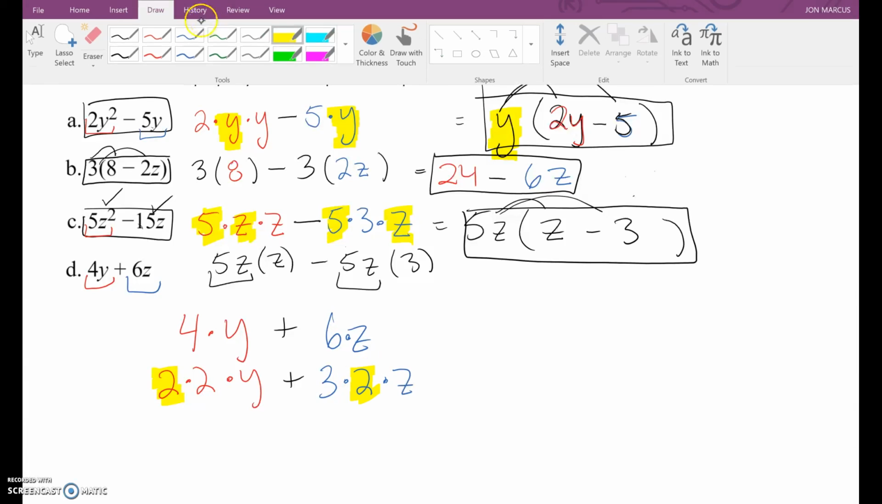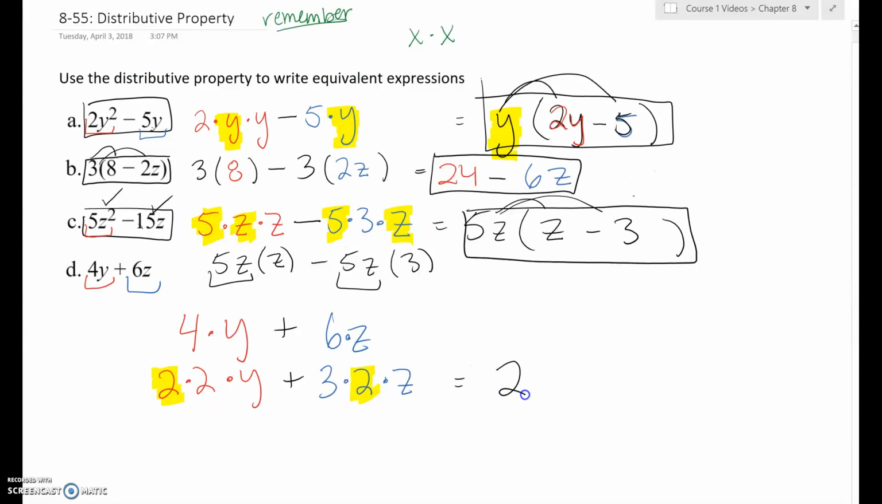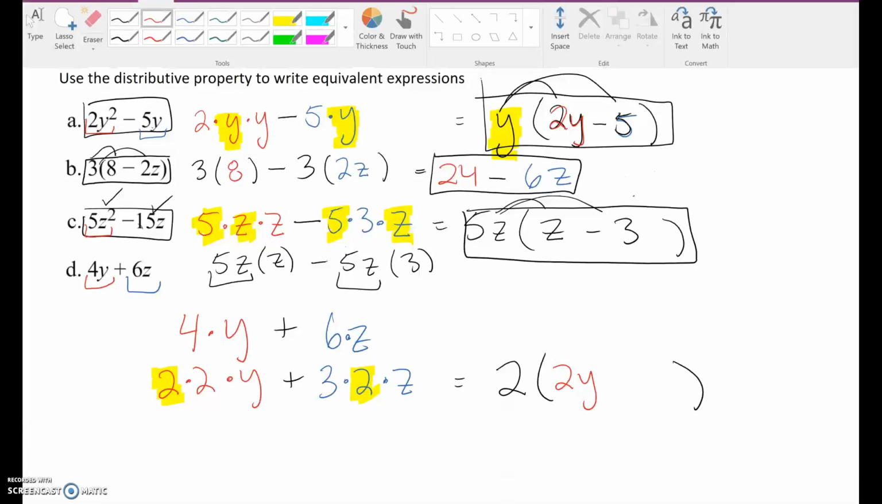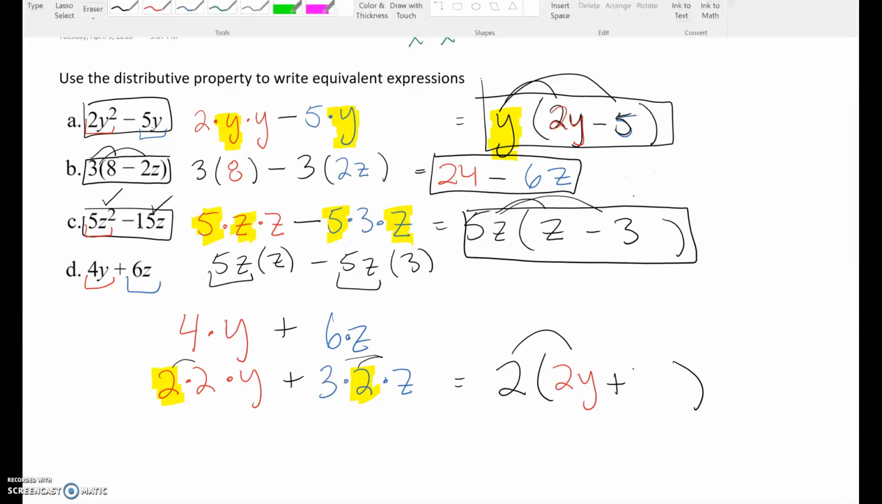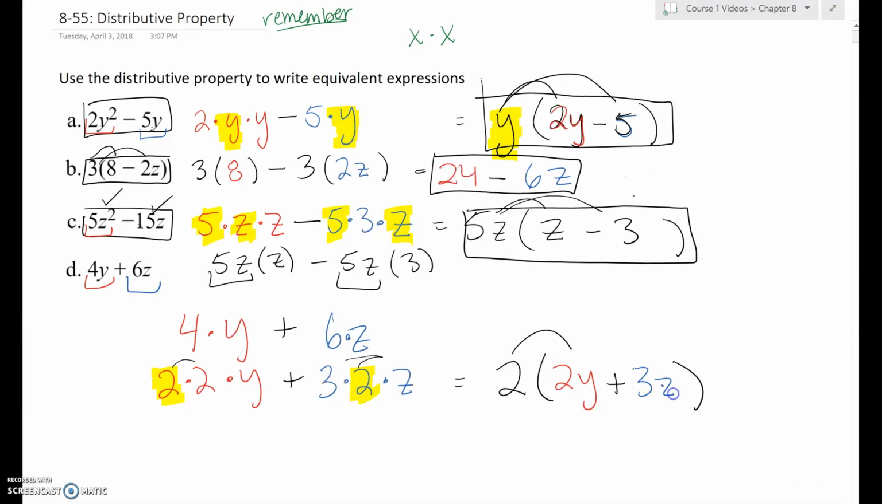So when I rewrite it like this, I rewrite it as 2 times what? Well, it was 2 times 2y, and it was 2 times 3z. So this expression is equivalent to this one here. So 4y plus 6z is equivalent to 2 times the quantity 2y plus 3z. All right, thanks.